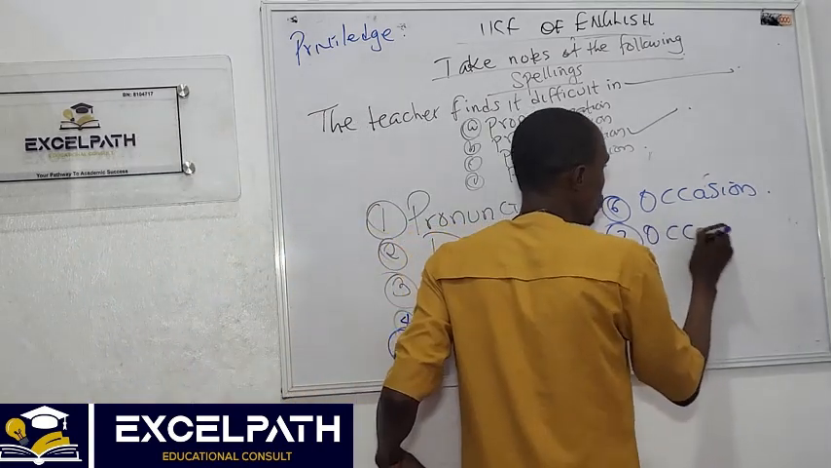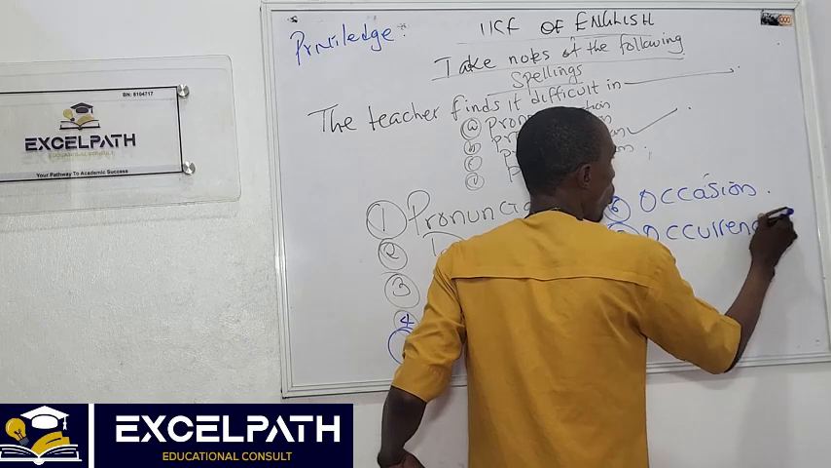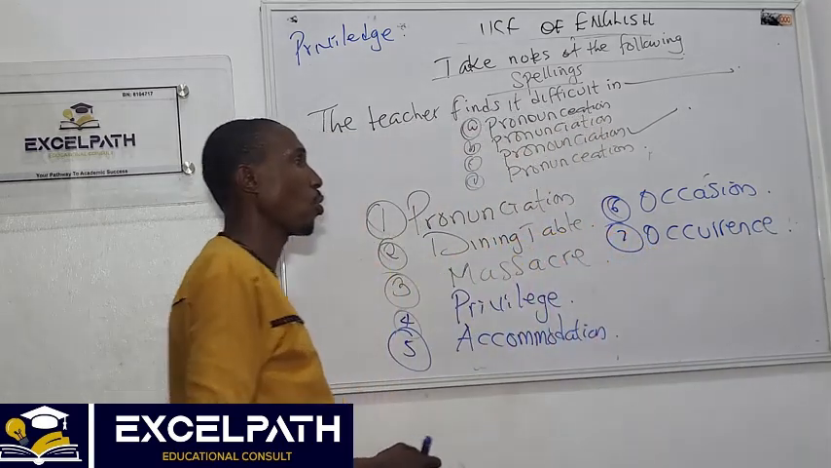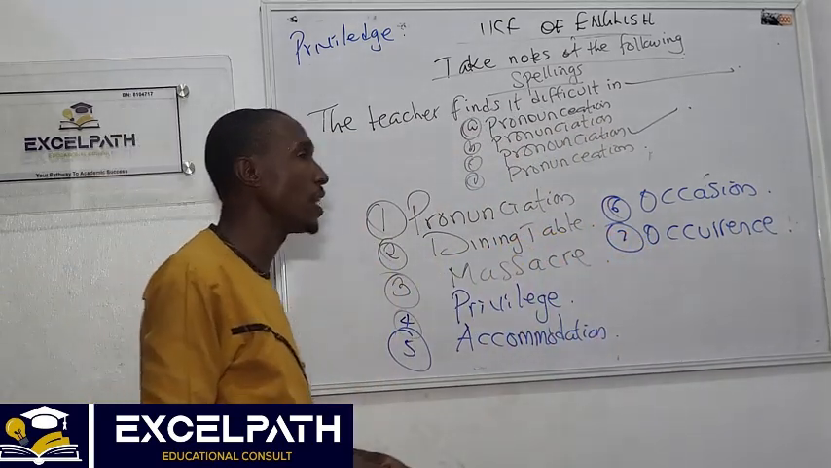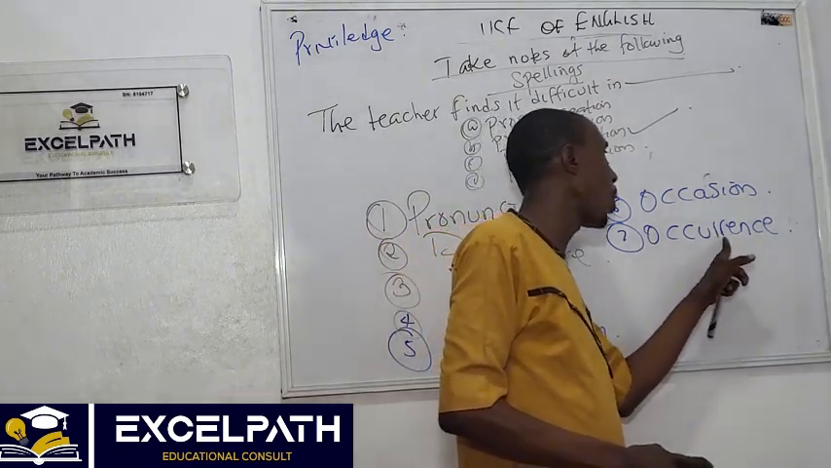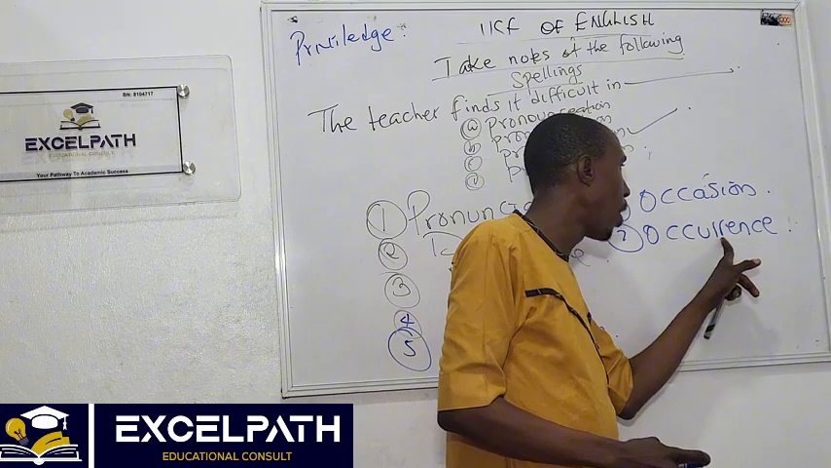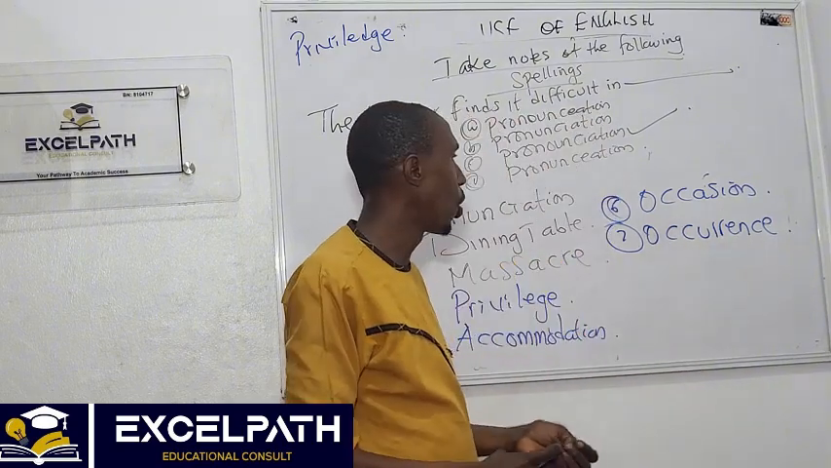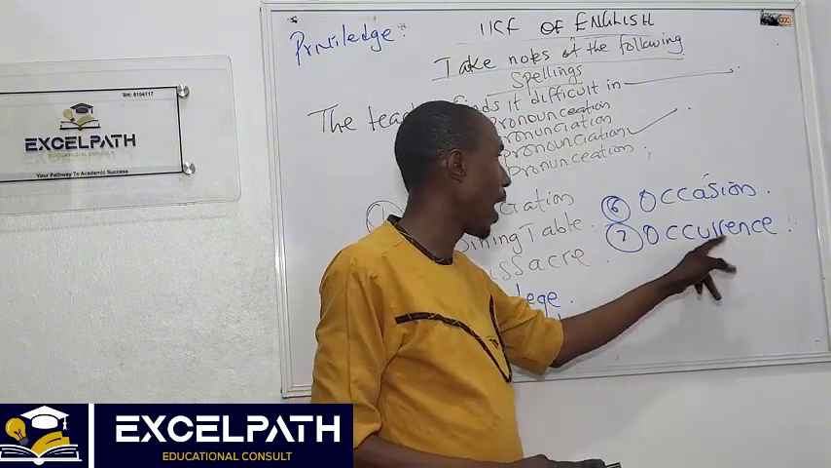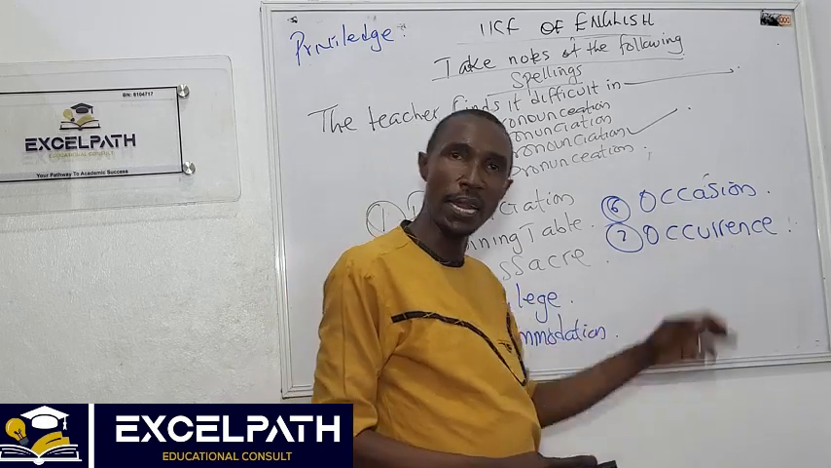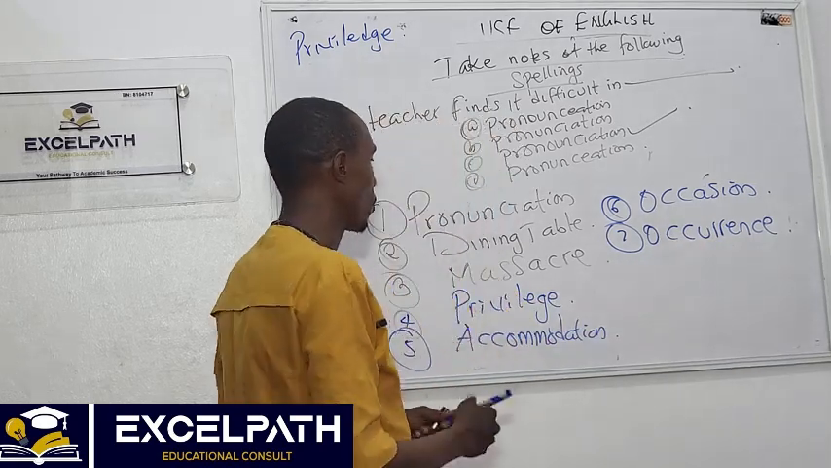Another word you need to know today is the spelling of occurrence. Occurrence is double C and double R. Double C and double what? R. Not one C, double R, and not double C, one R. Please take note of that.